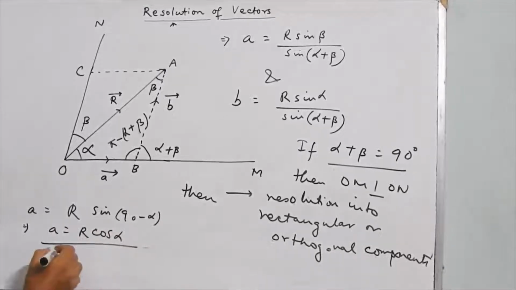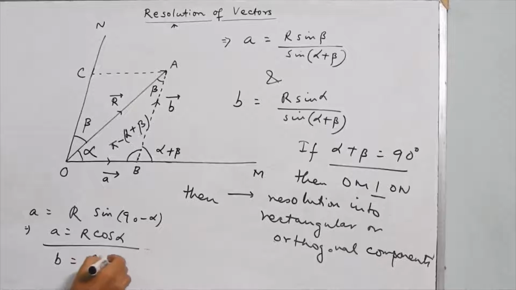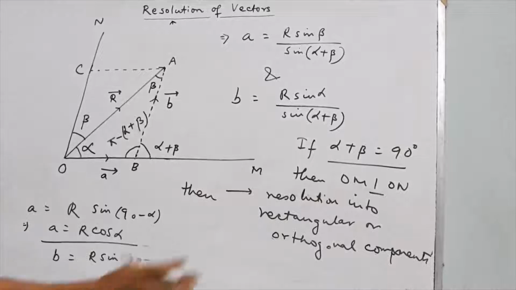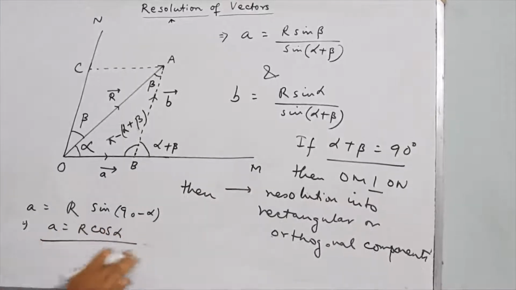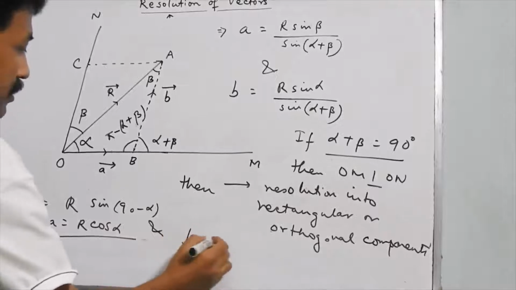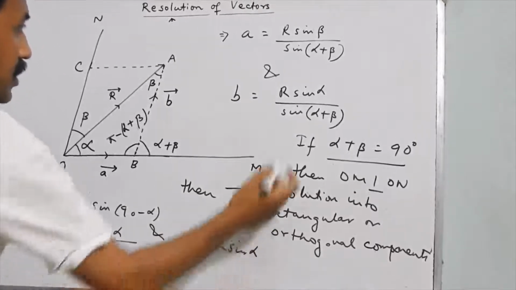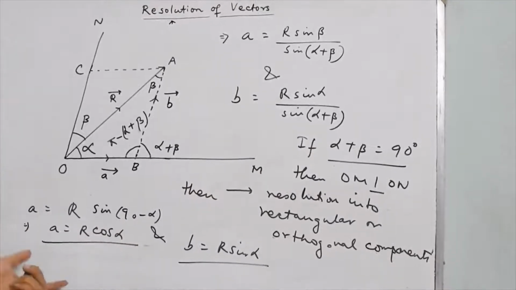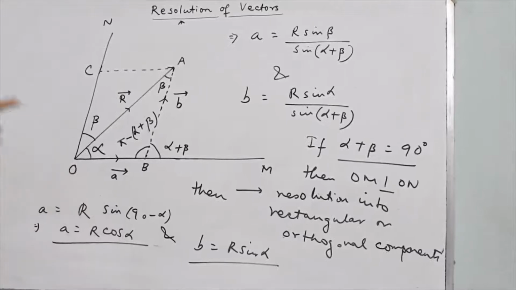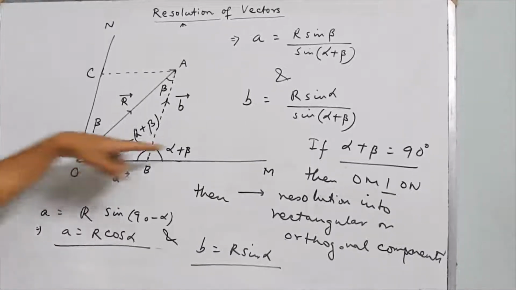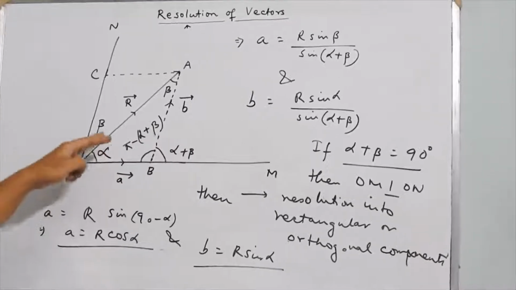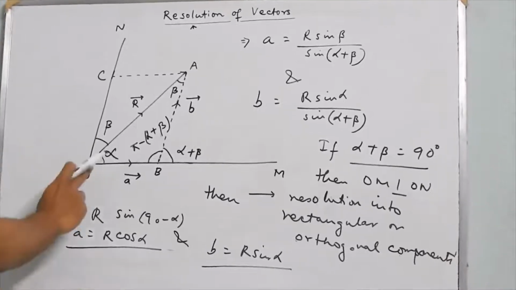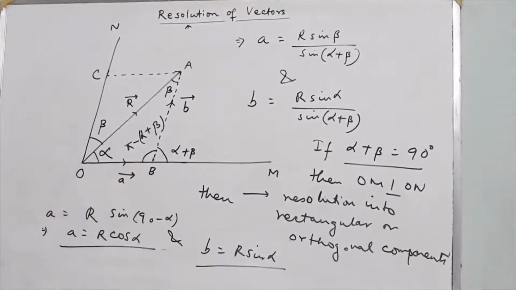And B equal to, instead of sine alpha, you can write sine 90 minus beta, or you can leave it as sine alpha. And B equal to R sine alpha, just because sine alpha plus beta is sine 90 is 1. So these are the two components you get. A is R cos alpha and B is R sine alpha. That means you just know this angle because the directions are mutually perpendicular. So if you know alpha, you can definitely calculate beta. Actually, there is no need of calculating beta further. You can say A is R cos alpha and B is R sine alpha.